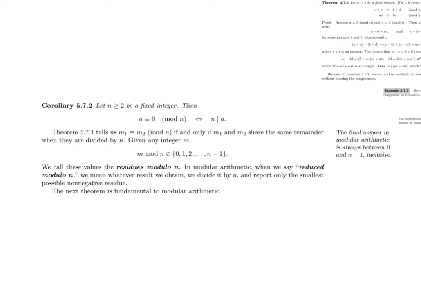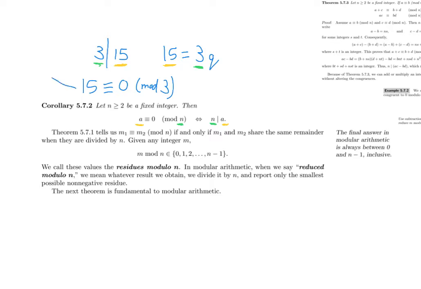So for example, if I say 3 divides 15, well, we know by definition that means 15 is equal to 3 times some integer q. Another way to think about it, let's notice n here is 3 and a is 15. So let's apply that structure to this. 3 divides 15, this corollary is saying that's the same as saying 15 is congruent to 0 mod 3. And think about what that means.